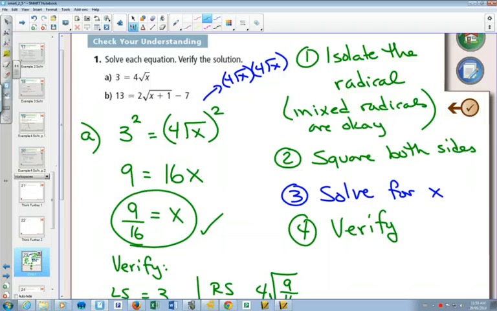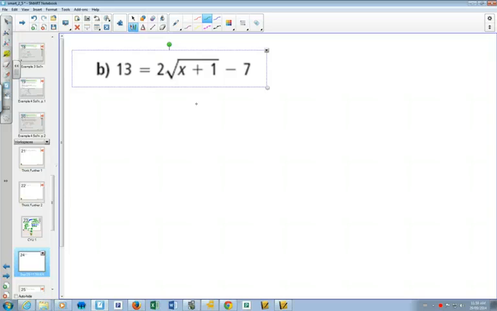Our second example here, is our radical isolated? No. So we would need to add 7 to both sides to get our radical by itself. That will give me 20 equals 2 root x plus 1. It's okay to have a mixed radical all by itself. I left the last question as a mixed radical all by itself.